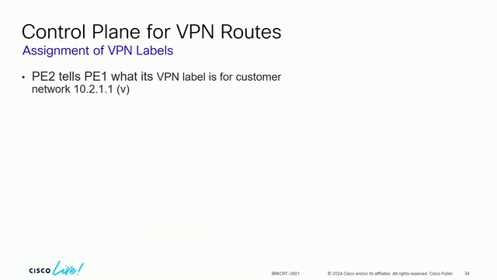So let's talk about control plane and VPN routes. You've probably heard of VPNs, VRFs, L3 VPNs, all these things. It's the exact same thing. They're called multiple names.